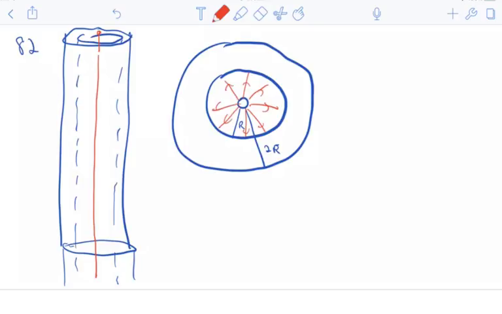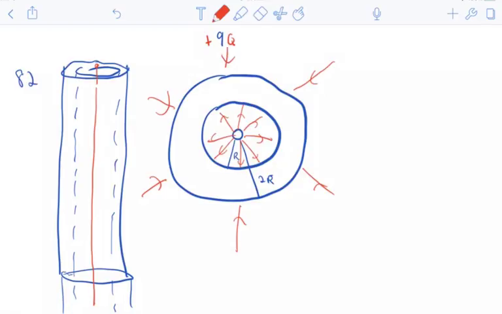And then one, two, three, four. Okay, 1, 2, 3, 4, 5, 6, 7, 8. 1, 2, 3, 4, 5, 6. Get out of here, 9Q.